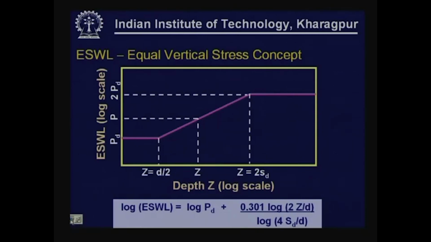The expression for this is given here. Log equivalent single wheel load is equal to log PD, this is one single wheel load of the dual wheel system, plus 0.301 log twice depth divide by d, small d is the clear distance between the wheel loads, divide by log of 4 ST, ST is the center to center spacing between the wheel loads, divide by the clear spacing between the wheel loads.